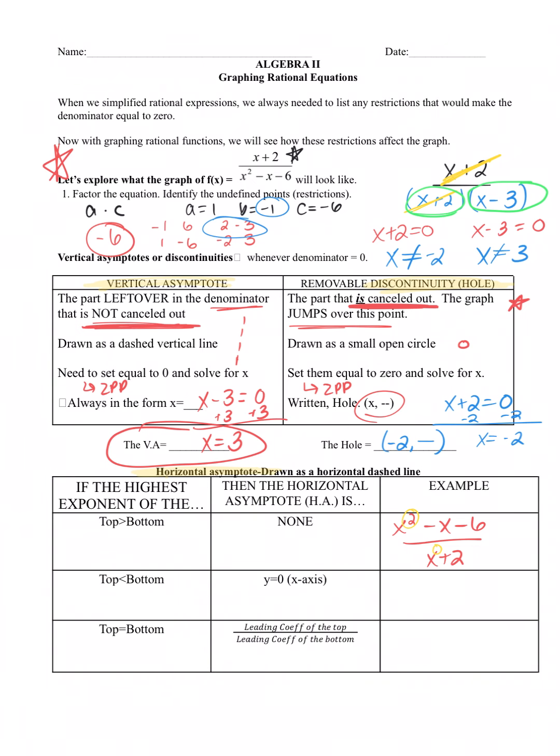And in this case, when our top exponent is bigger than our bottom exponent, we do not have a horizontal asymptote. So what you would write is just none. You would say that there is no horizontal asymptote, okay? So that's one type of horizontal asymptote.